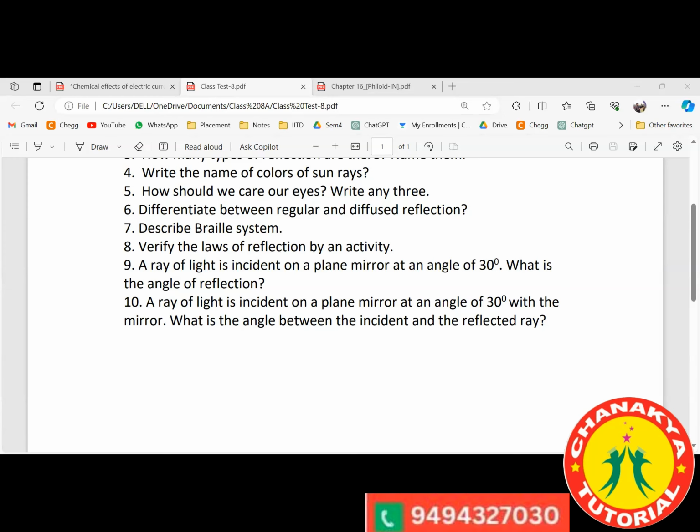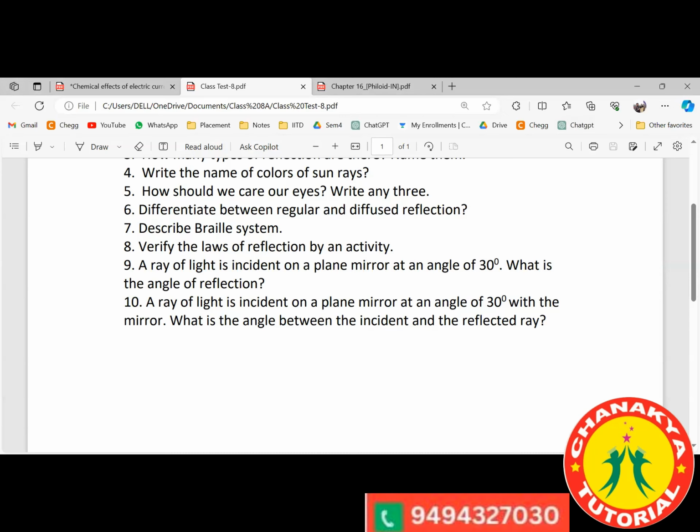Very good. Now we discussed until question number 7, right? The eighth, verify the laws of reflection by an activity, you know very well. The main questions are now the ninth and 10th, so we will discuss this in the next class. Think about these questions. They are almost similar. Just read the wording of these questions and observe what the difference is.